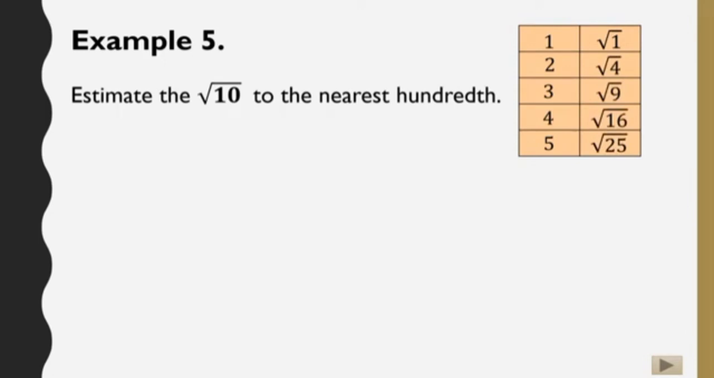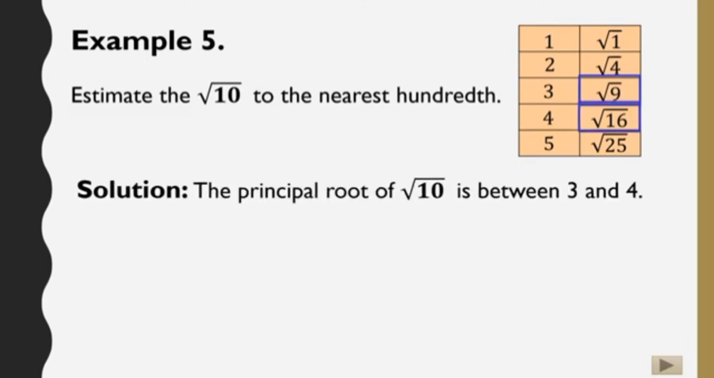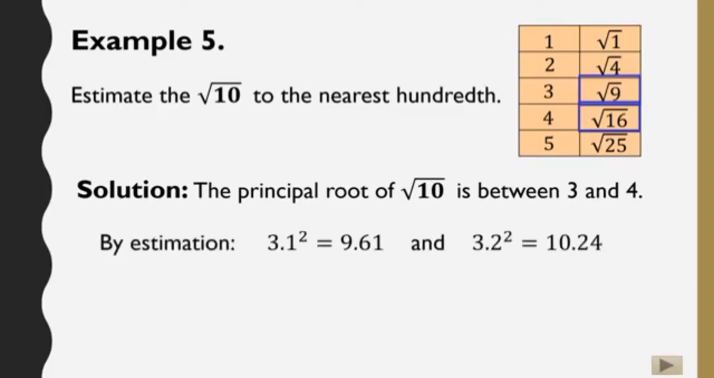So saan nakapagitan o saan nakapagitna yung square root of 10? Okay, iyon ay nasa gitna ng square root of 9 at square root of 16. So for the solution, the principal root of square root of 10 is between 3 and 4 because the square root of 9 is 3 and the square root of 16 is 4. By estimation, since ang question is i-estimate daw natin ang square root of 10 sa nearest hundredths, so hindi lang siya ganito, so kailangan nating isulat yung hundredths.